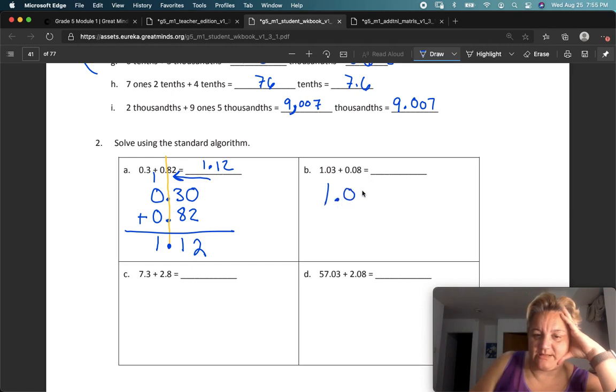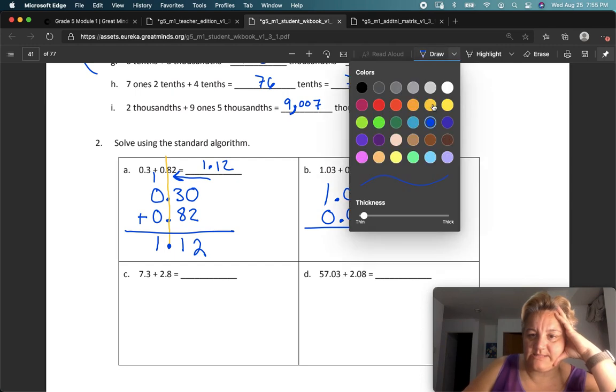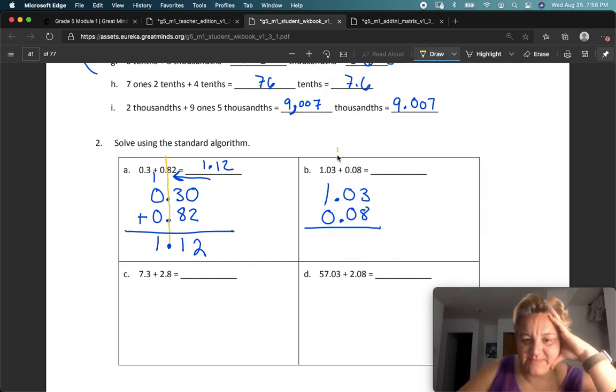There's another way I used to teach this in our old math book too, where we would add it and then take out the decimal point and then add the decimal point back in. But I kind of like keeping the decimal point in better, so let's do it that way. Okay, so here's my yellow line. My decimals are in a row.